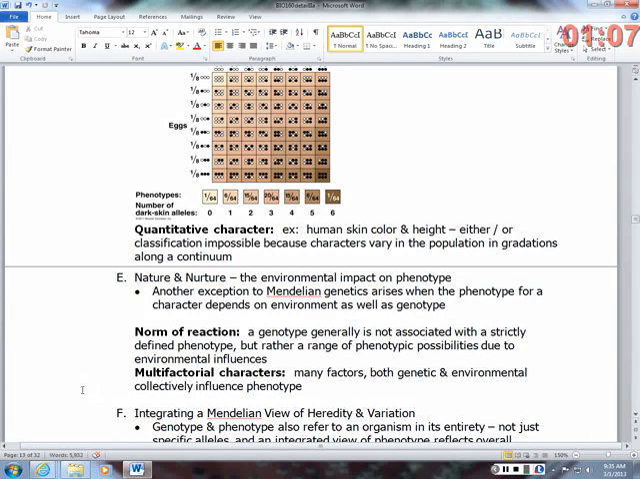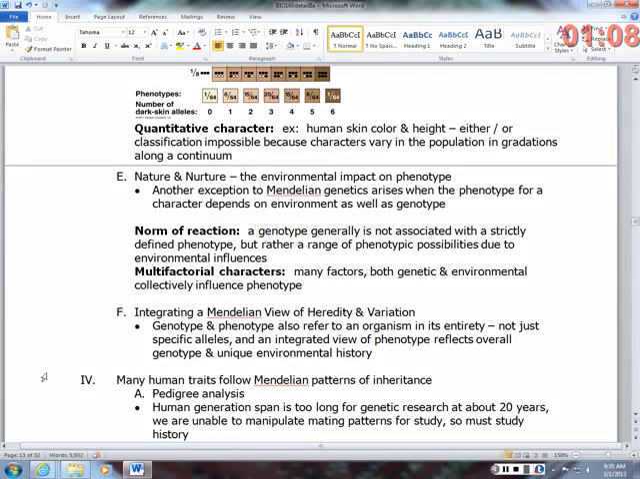So the multifactorial characters are going to have many factors, both genetic and environmental, that are going to influence what you get.